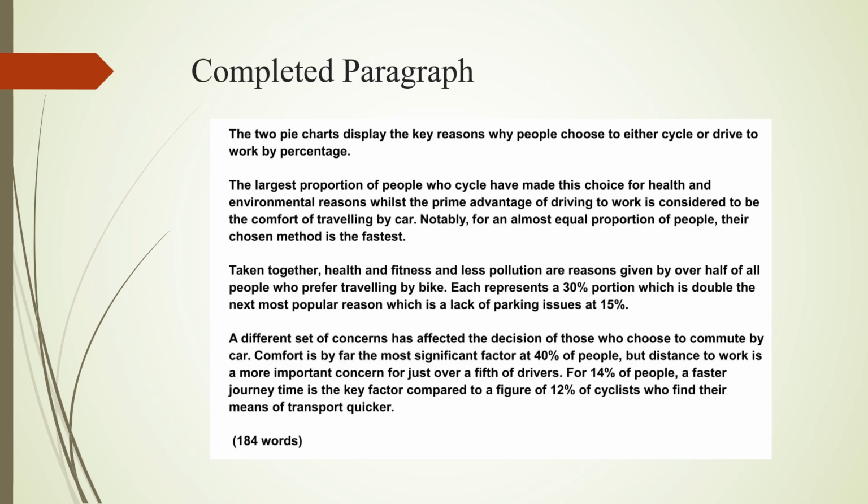The two pie charts display the key reasons why people choose to either cycle or drive to work by percentage. The largest portion of people who cycle have made this choice for health and environmental reasons, while the prime advantage of driving to work is considered to be the comfort of traveling by car. Notably, for an almost equal proportion of people, their chosen method is the fastest.